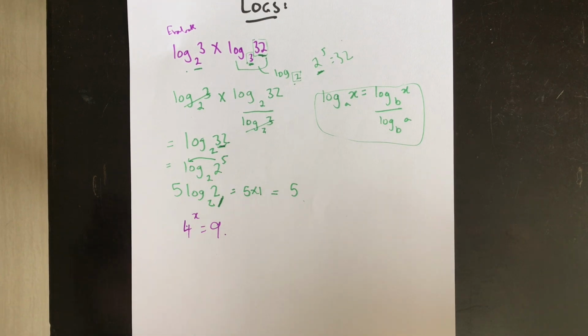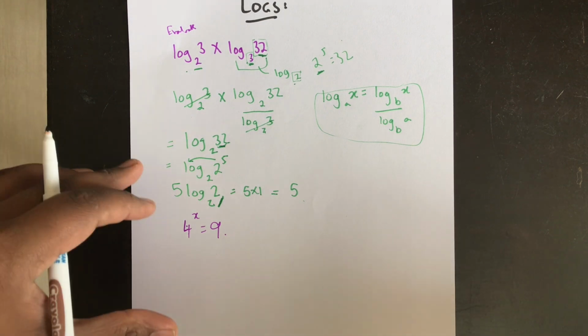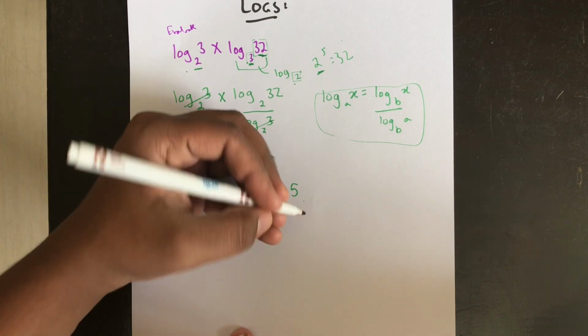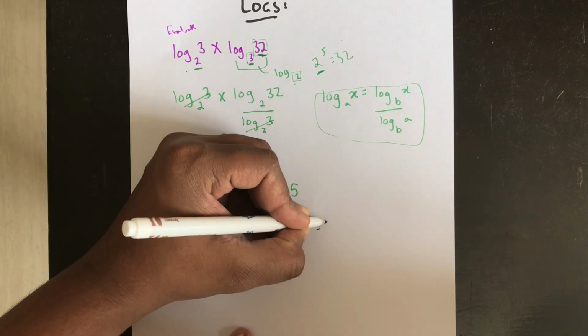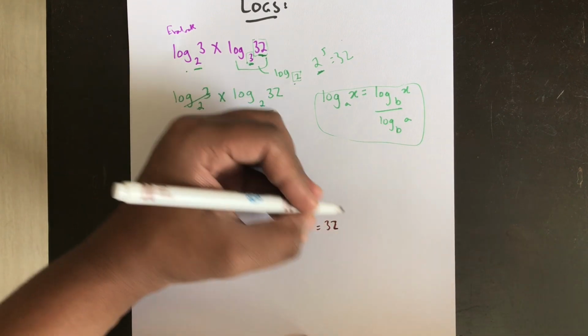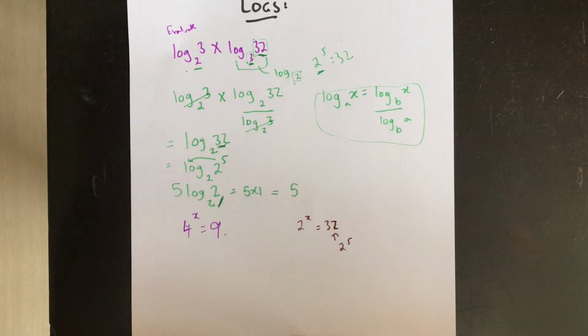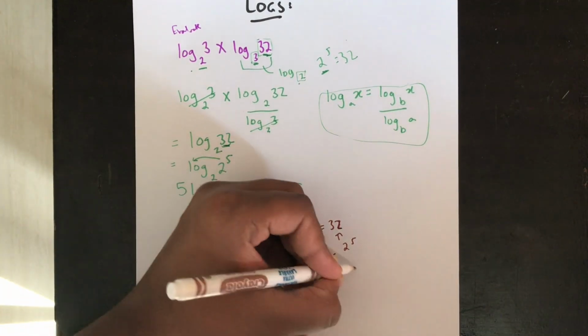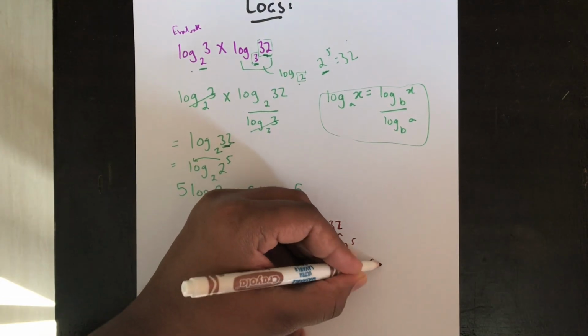Solve for x where 4 to the power of x is equal to 9. How will we do this? One way we could try to solve it is expressing 9 in terms of 4 power something. So for example, if I had 2 power x is equal to 32, I express 32 as 2 power something. 32 is 2 power 5, and therefore 2 power x is equal to 2 power 5, so x is equal to 5.